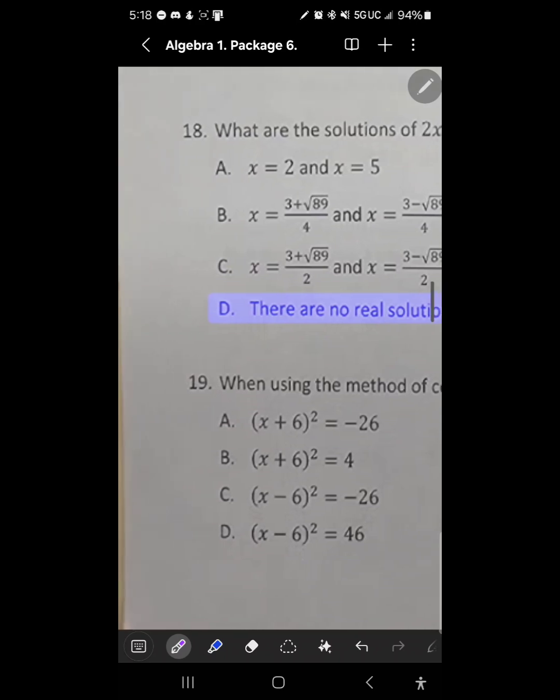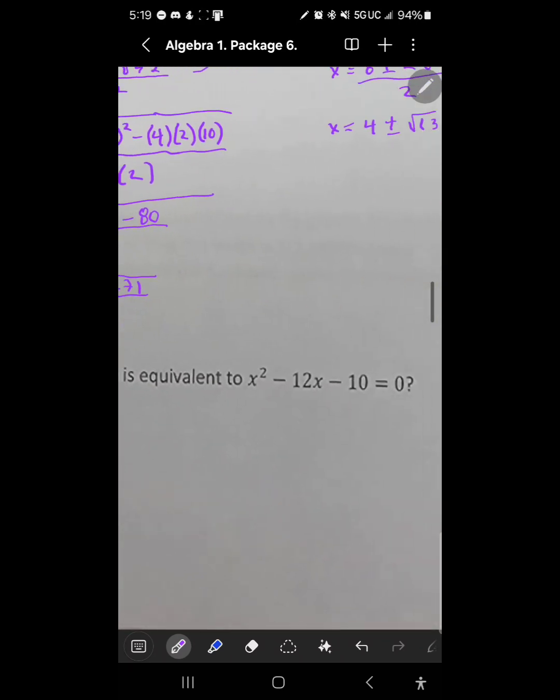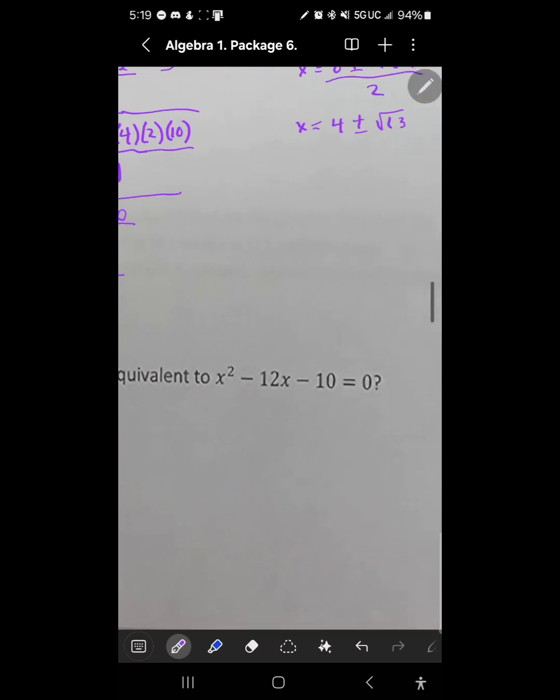Okay, when using the method to complete the square, which equation is equivalent? This is a different method. I'm just going to go through it so you can see more or less what I'm doing. Basically, I'm going to leave the x on one side and take the number to the other. So I'm going to add 10 to both sides. So it will be x squared minus 12x, this cancels out, equal 10.